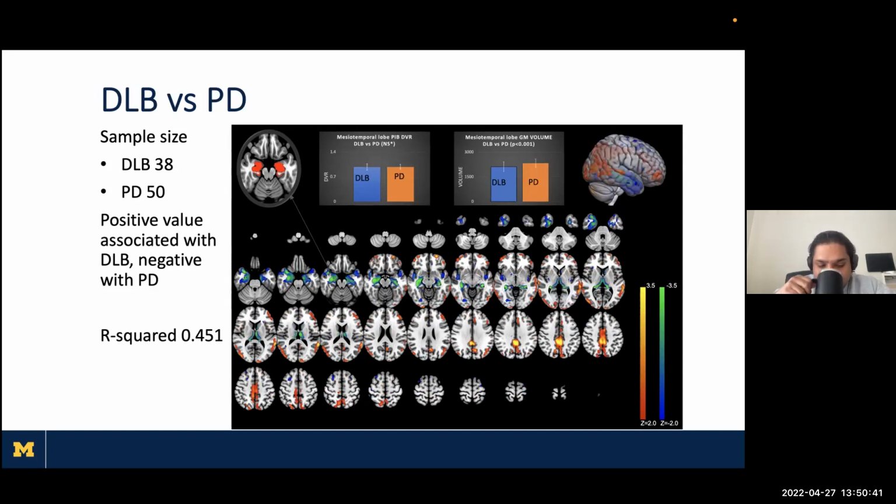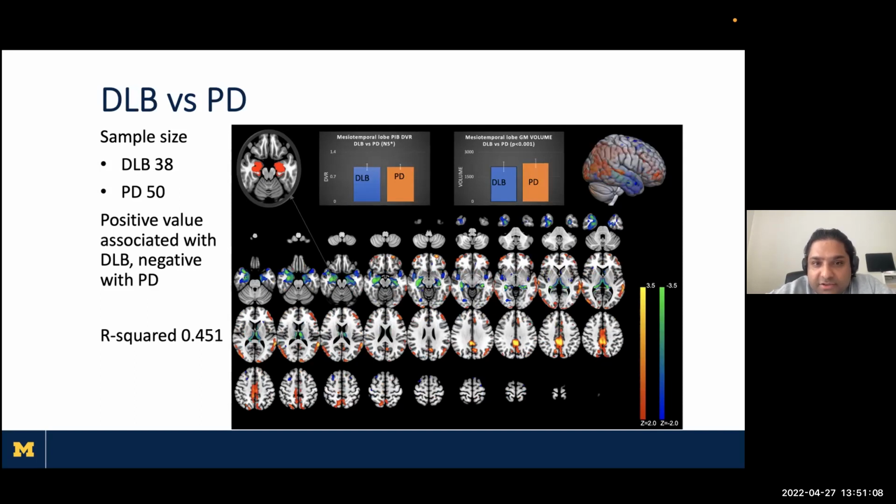Now in the case of DLB versus PD, we see the bilateral angular, calcarine, mid and posterior cingulum, cuneus, precuneus, and supplementary motor area for DLB. That's where the presence of amyloid is much higher, whereas we see thalamus proper, insular, and caudate, where we see the presence of amyloid higher in those areas.